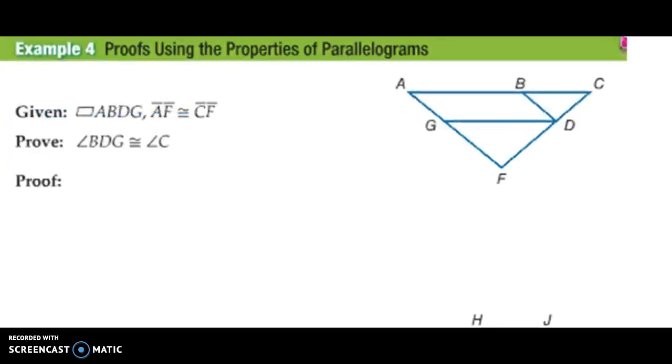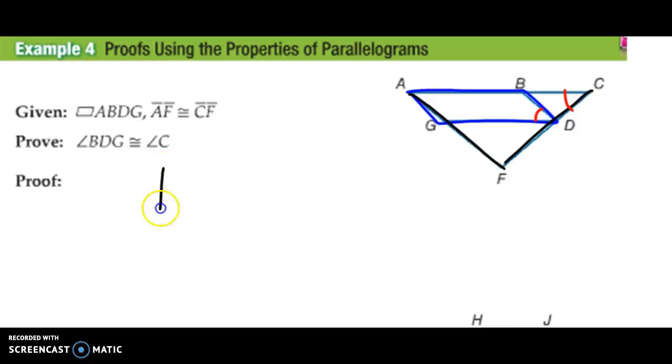Finally, we have a proof. It says, given that we have parallelogram ABDG, okay, and we also know that AF and CF are congruent, prove that this angle right here, BDG, is the same as angle C.